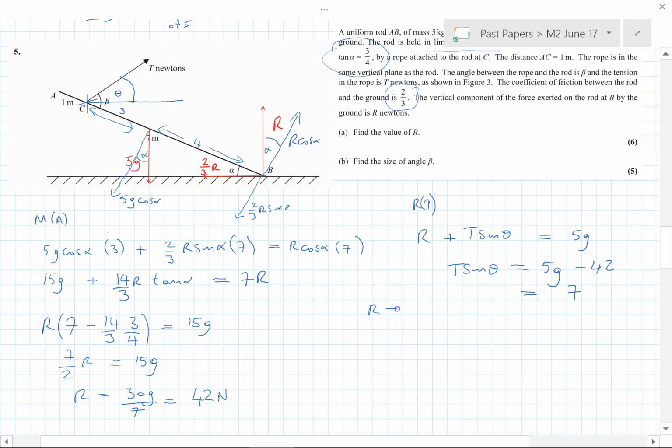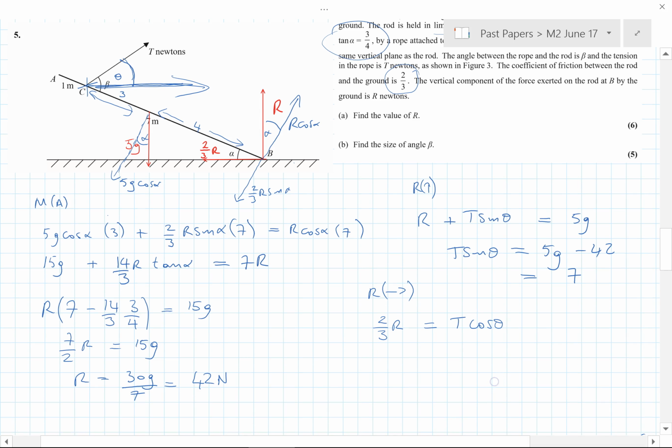Now if we do the horizontal, we've only got two forces at play, because r is not in it, neither is the weight. We've got this force here, so that's 2/3 of r, and we've got the horizontal component of the weight, because it's next to this angle theta I've marked. That's going to be equal to t cos theta. But t cos theta is equal to 2/3 times 42, and that equals 28 newtons.